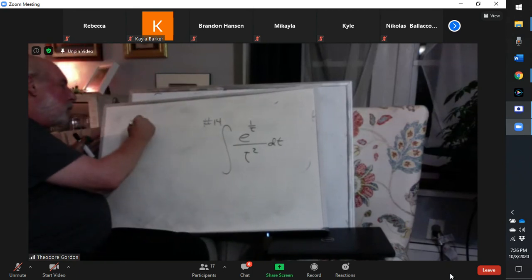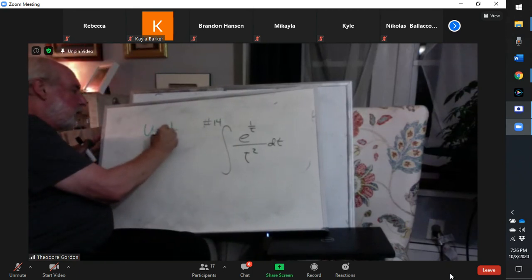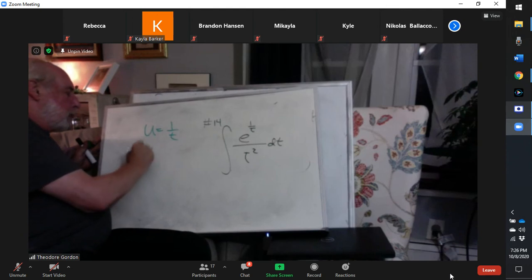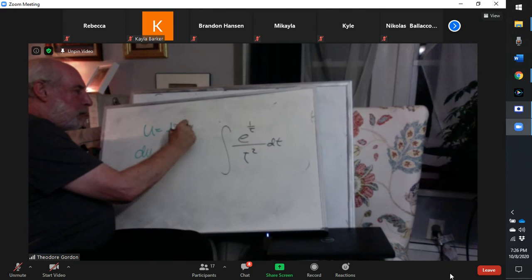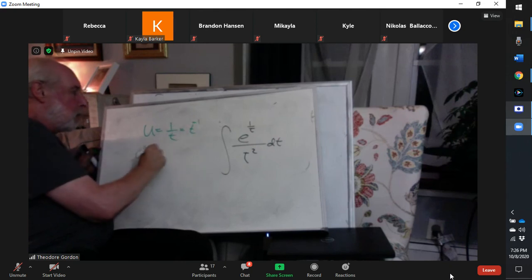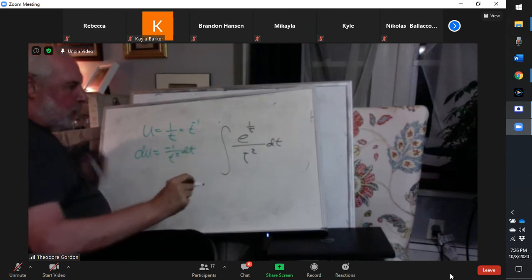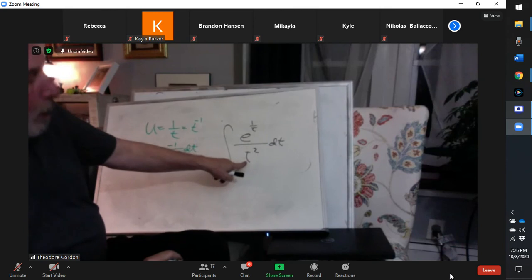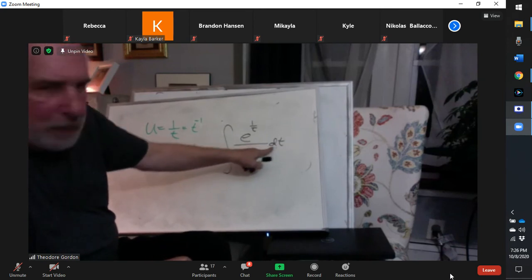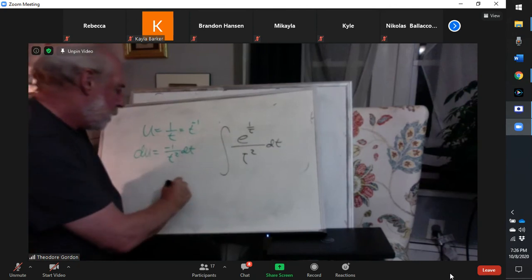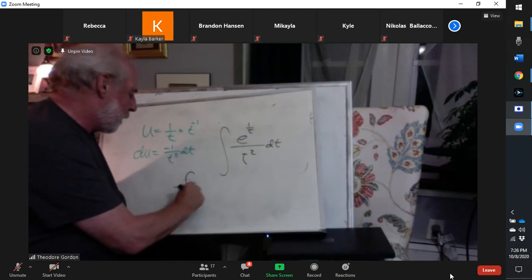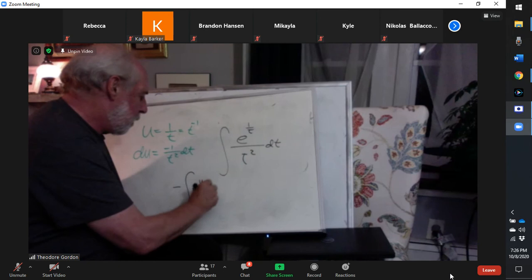You let u equal 1 over t. The derivative, now 1 over t, you can rewrite, as Brandon said, t to the minus 1. The derivative of this is negative 1 over t squared dt. Well, we have a t squared on the bottom and we have a dt. So this problem turns into negative the integral of e to the u du.